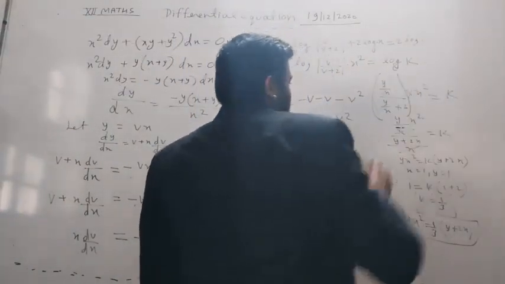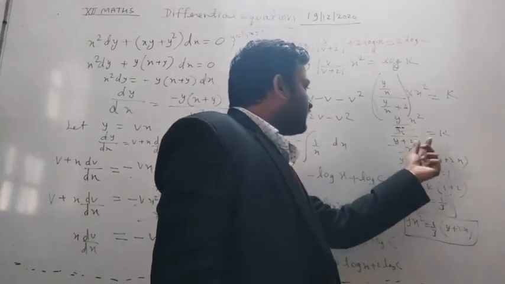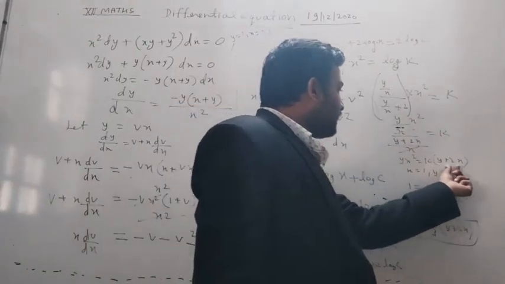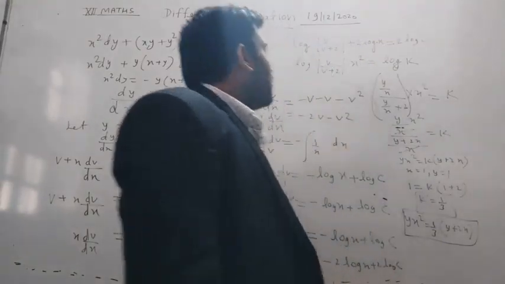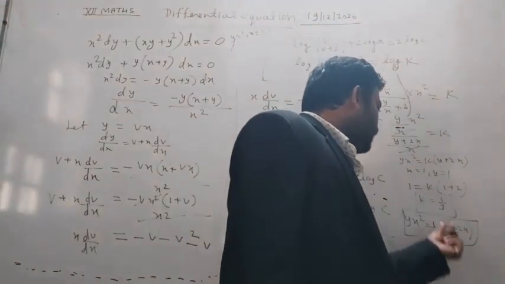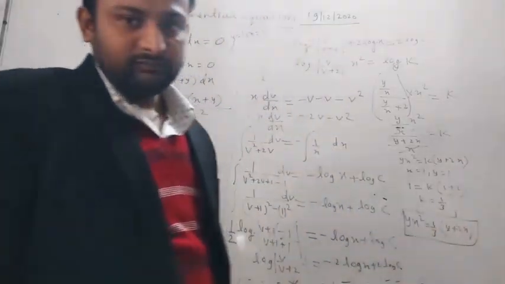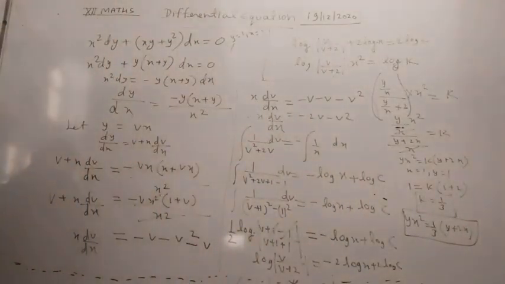And this is our x square. Now take the LCM here, this will cancel. Yx square is k, y plus 2x. Now we have given in the question x is 1, y is 1. So put x is 1, y is 1, get k is equal to 1 by 3. Now put the value of k here, we get our required result.